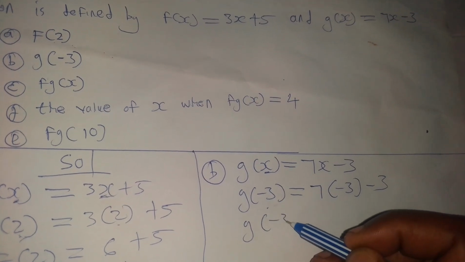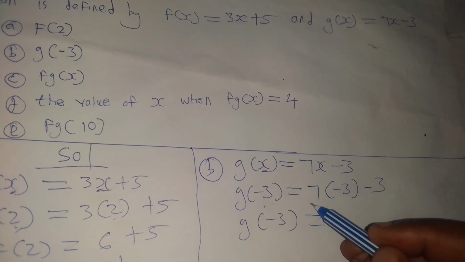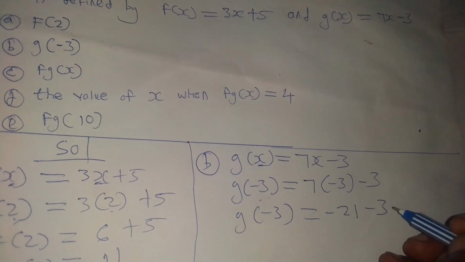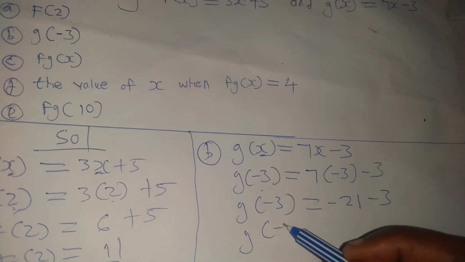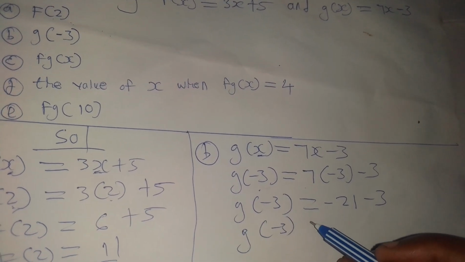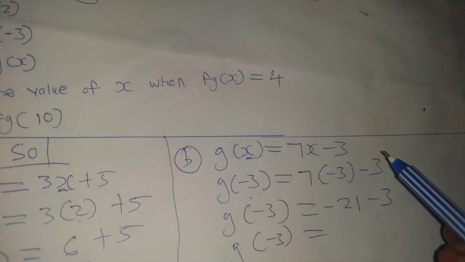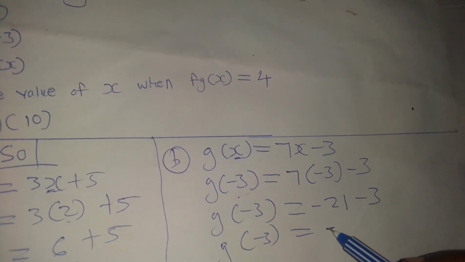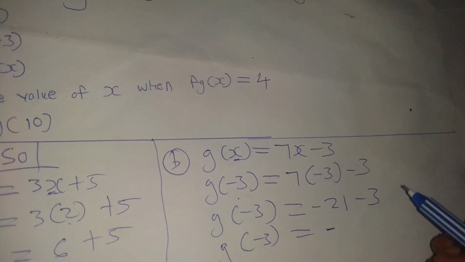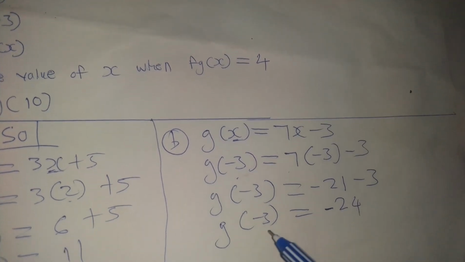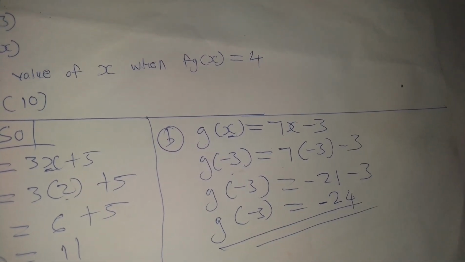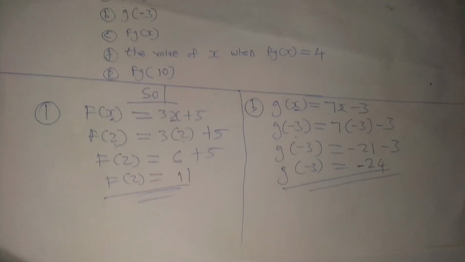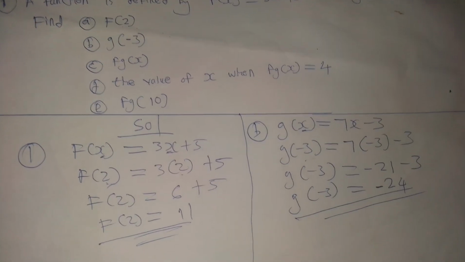Then g of negative 3 equals 7 times negative 3. You get negative 21 minus 3. At this point, I always say, if all their signs are negative, just add the numbers and maintain the negative sign. So I'll maintain the negative sign and say 21 plus 3. Then I'll get 24. So g of negative 3 is negative 24. That is the solution for question 1b. So we'll continue solving.